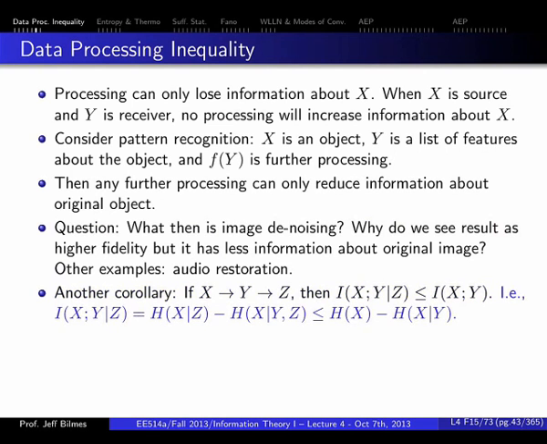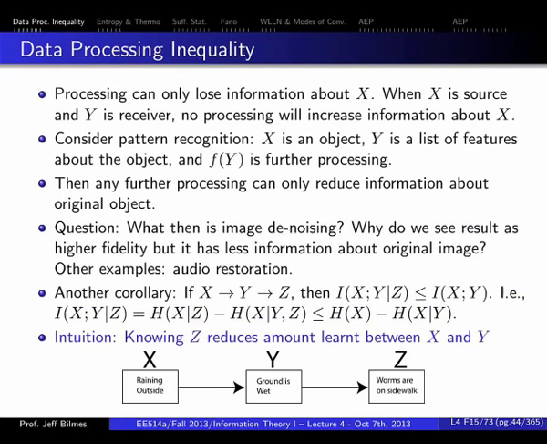We can prove this very simply by just writing this expression this way. This is the expression for the conditional mutual information, and this is the expression for the unconditional mutual information. We just get this from the Markov chain property. So the intuition is that knowing Z reduces the amount of information left between X and Y.